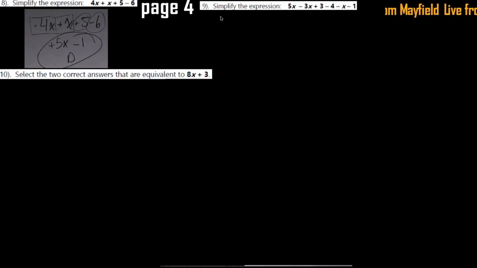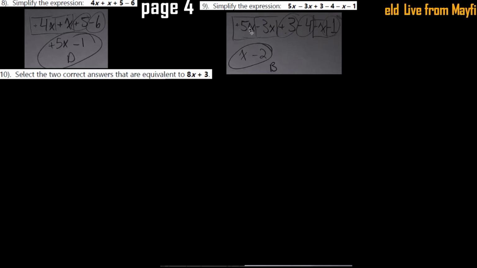And the same idea for number 9. It says simplify the expression. Again, you can use those algebra tiles for yourself if you need to go back and see what those look like, please do. 5x minus 3x plus 3 minus 4 minus x minus 1. Again, I box in my variable terms and I do end up with a positive 1x, and then I get minus 2.